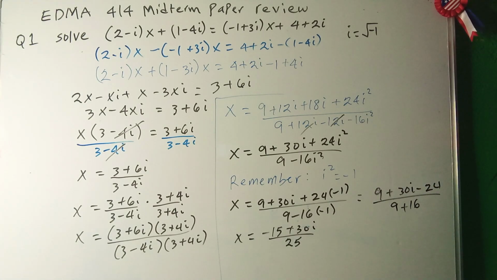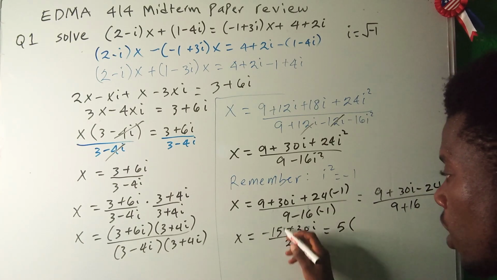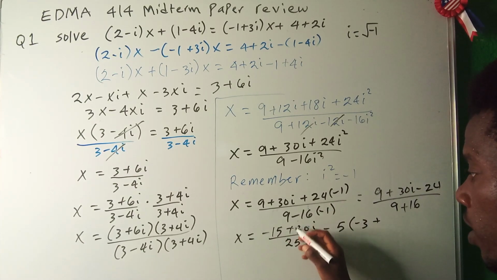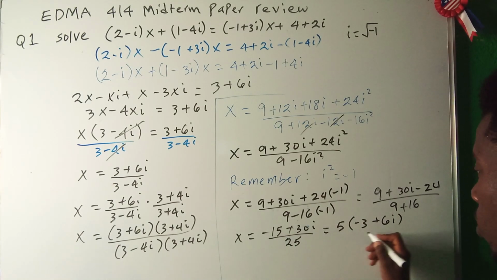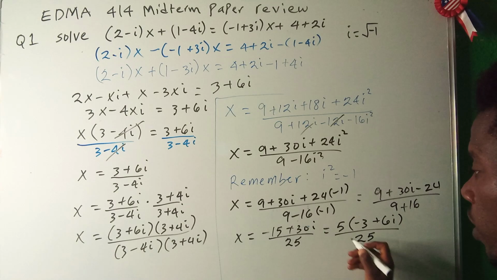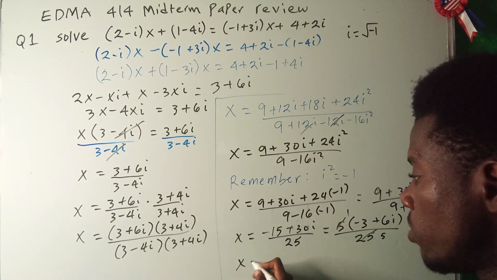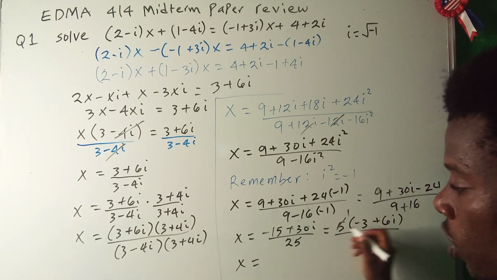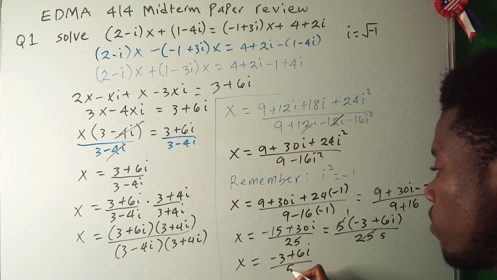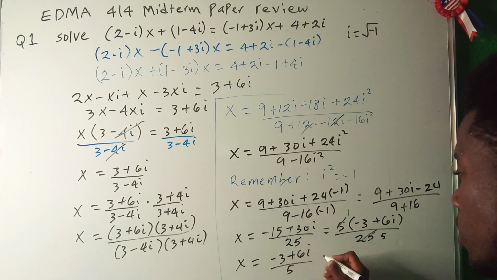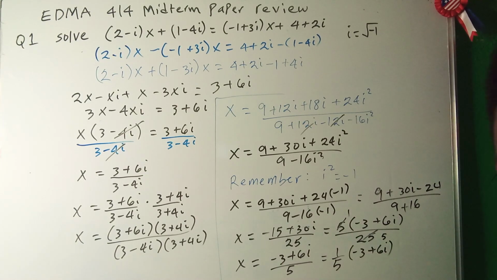So 9 plus 16 is 25. And then we factor out a 5 from here. We have 5 times parenthesis negative 3 plus, and then 30 divided by 5, that's 6i, all divided by 25. So finally, 5 goes into itself 1 time, 5 times here, 5 times. So x will be equal to 1 times the entire expression up here, negative 3 plus 6i, all divided by 5. Or we can write our answer as 1 over 5 times negative 3 plus 6i. And that will be the very same thing.